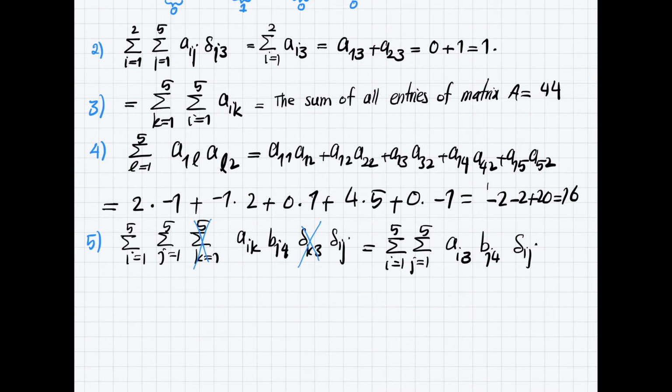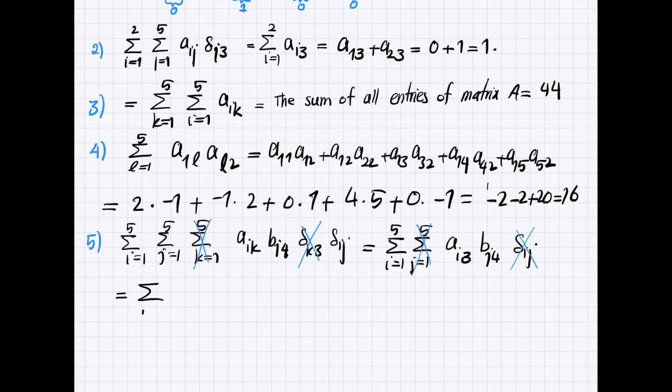Okay? Now again, I can see that I have a delta here depending on i and j, and I have 2 sigmas, but this sigma depends on j and this is close to this. So what I can do, I can eliminate again this delta and this sigma. Okay, so let us see what is left.